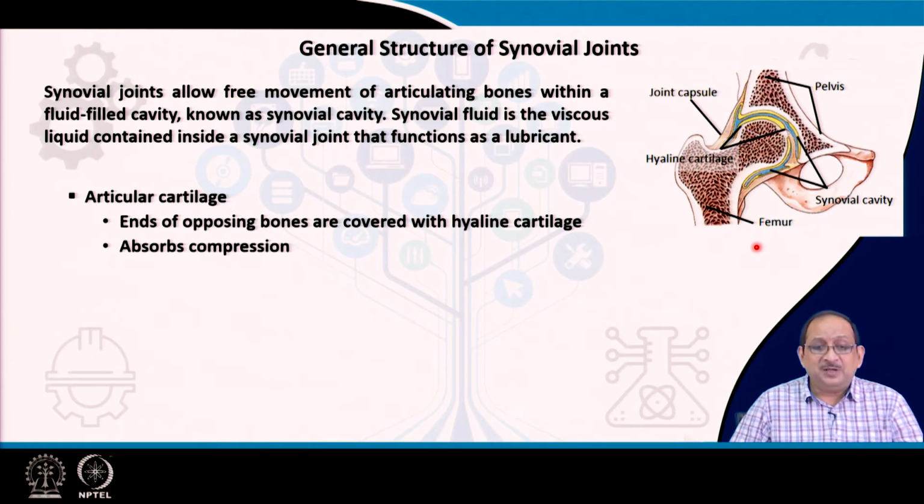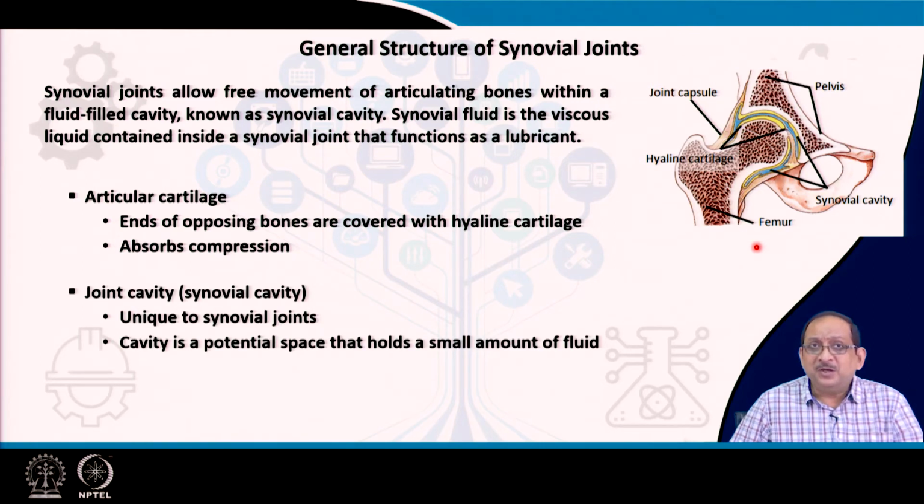Now, within the synovial joint, there is articular cartilage. The ends of the opposing bones are covered by hyaline cartilage, and the cartilage helps to absorb compression. The joint cavity, which is also known as the synovial cavity, is unique to the synovial joints. The cavity is a potential space that holds a small amount of fluid, which in this case is the synovial fluid.